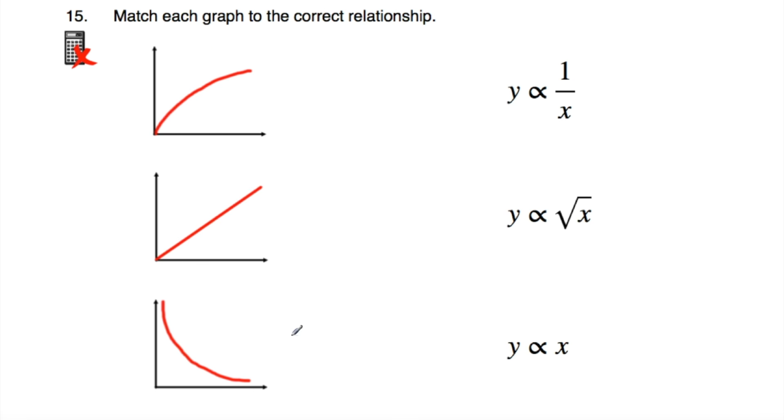Here we have got our three graphs and our three relationships. So I'm going to start off with this one. Y is directly proportional to x. So it means as x increases, y increases, and it'll be this graph here. As x increases, y increases. So that's that graph there.